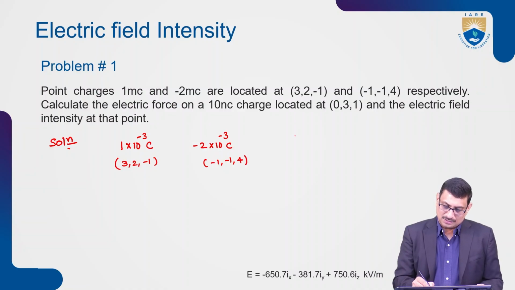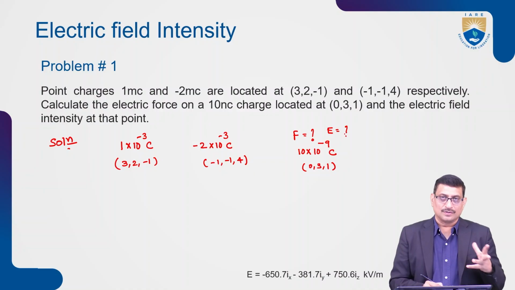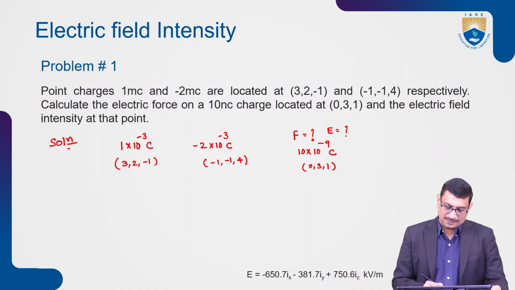Calculate the force on a 10 nanocoulomb charge. Nano means 10 power of minus 9 coulombs, which is located at (0, 3, 1). And later calculate the electric field intensity also at this point. First we'll calculate the force and later we'll go for electric field intensity.